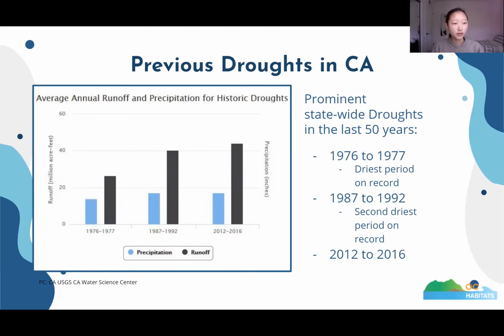We can see in this graph here titled The Average Annual Runoff and Precipitation for Historic Droughts, on the left y-axis being runoff measured in million acre feet, and on the right being precipitation measured in inches. The average precipitation in California is about 21 inches, but we see in these graphs in the light blue bars that they are well below 20 inches. But in comparison, the runoff, which is the water being drained instead of being used, is very high.